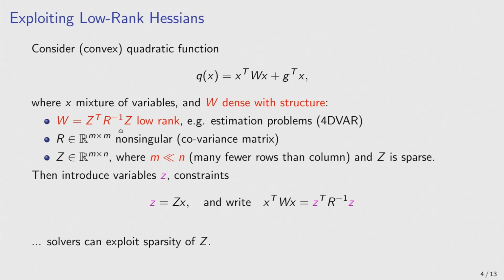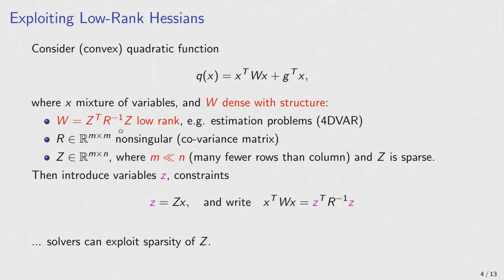And don't worry about R inverse for a moment. That's typically a non-singular covariance matrix. That's why the inverse is there. You work directly with this matrix. You typically don't work with inverse matrices. But Z, the matrix Z, has many fewer rows than columns.